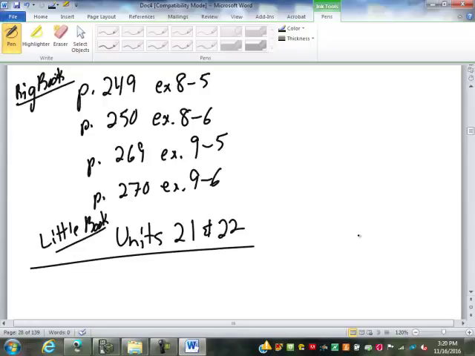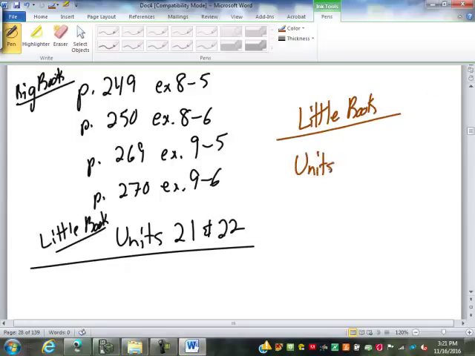Yeah. Perfect. So then new stuff that I'm going to add today. This is also in the little book. Units 24 and 25. Again, just the odds as always.